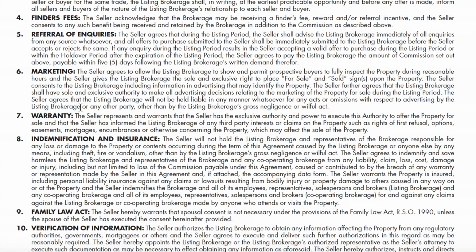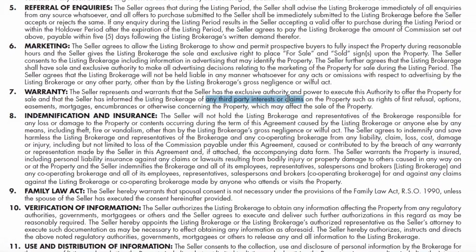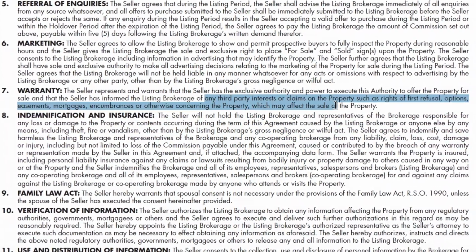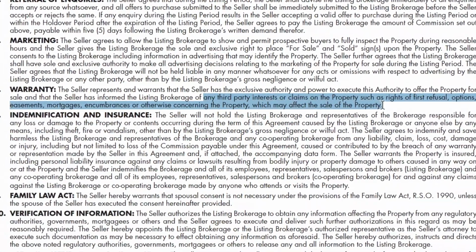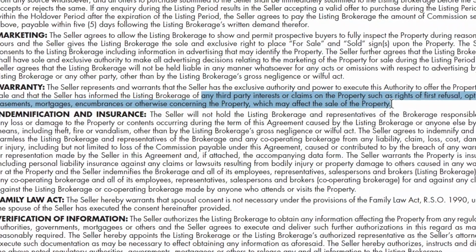Number 7, warranty. The seller warrants that they have the authority to allow us to sell the property and has informed us of anything that could prevent us from selling this property. It goes on to give us a few examples of what they mean in the clause. Any third-party interests or claims on the property, such as rights of refusal, options, easements, mortgages, encumbrances, or otherwise concerning the property which may affect the sale of the property. Basically, if they know of anything that could prevent this sale, they must tell us.